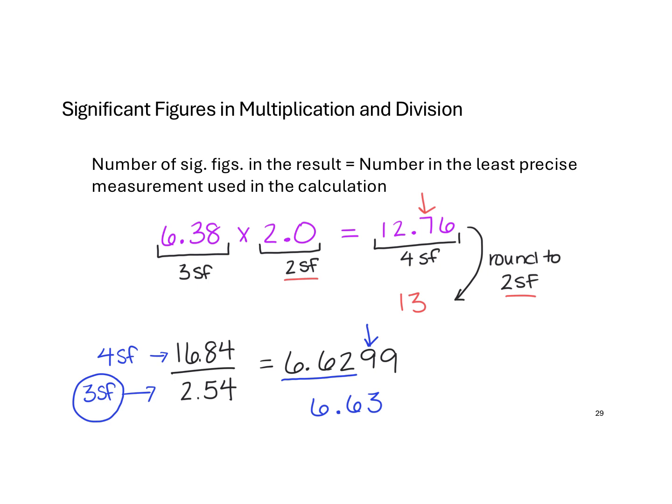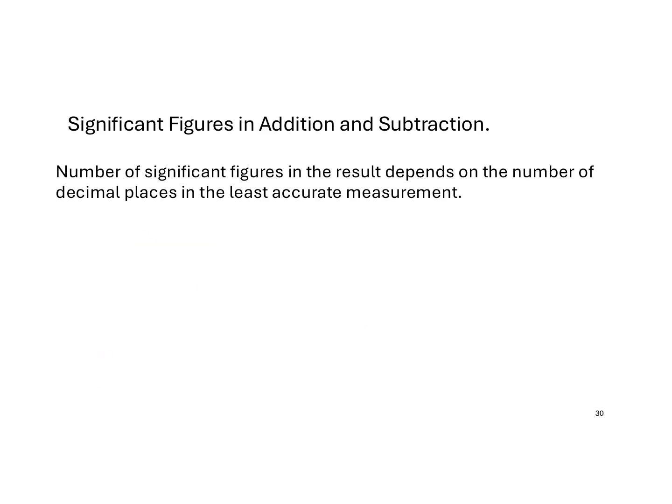Let's look at the rules for addition and subtraction. In addition and subtraction, the number of significant figures in the result depends on the number of decimal places in the least accurate measurement. Well, what do I mean by that? Let's look here. We've got 11.934 and we're adding 6.8. Okay. My suggestion would be to draw a line to the right of the numbers where the 2 numbers have the decimal place in agreement. So that would be right here.